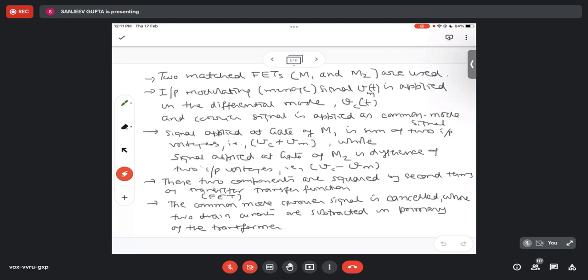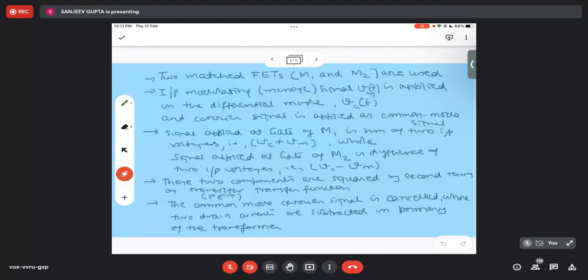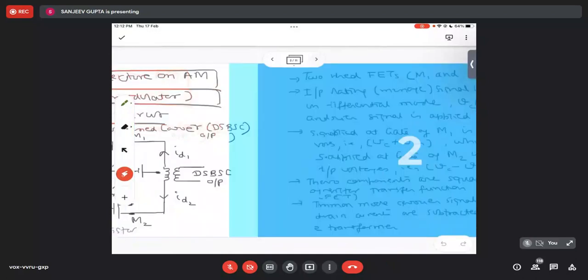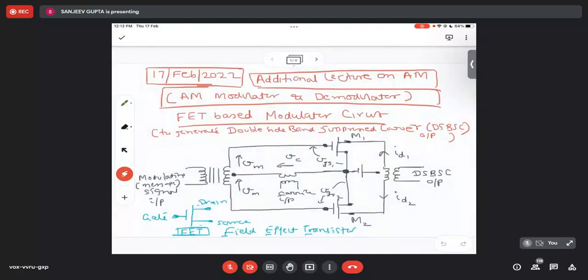Then these two components are squared by the second term of the transistor transfer function, because the transistor has a transfer function, which you must have learned in basic electronics: A plus BV plus CV square plus DV cube and so on. There is a second term which squares these components, which we'll understand in the next slide. So the common mode carrier signal is cancelled and I will get two drain currents in the primary of the transformer, as we see in this figure. So the first slide is about the block diagram, the figure.